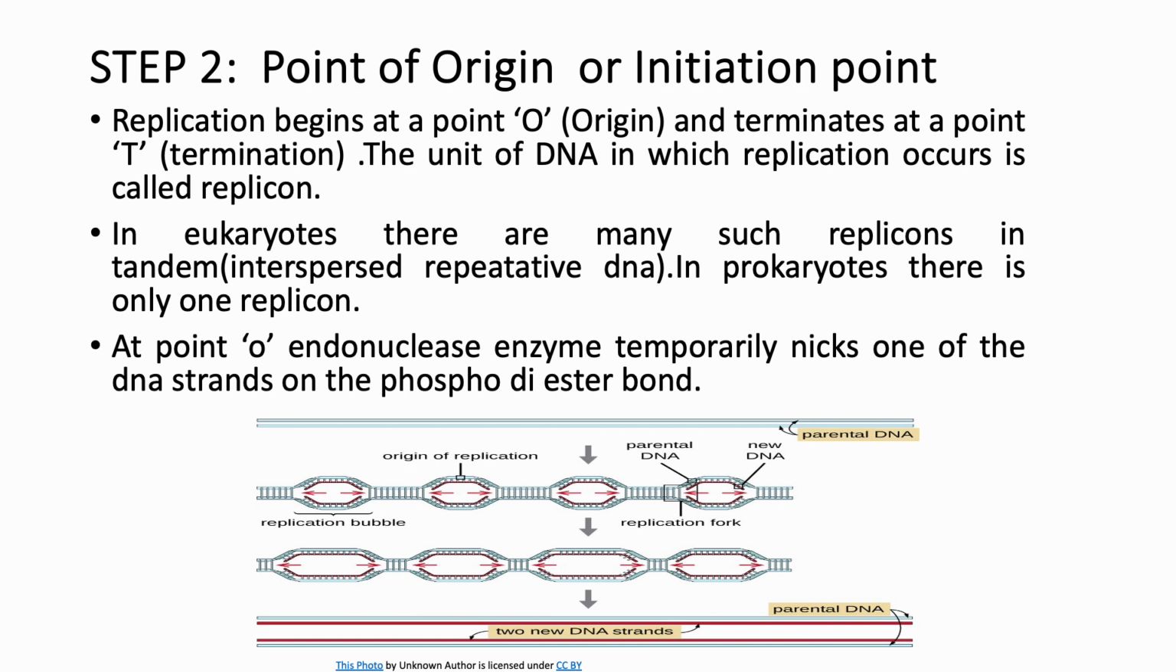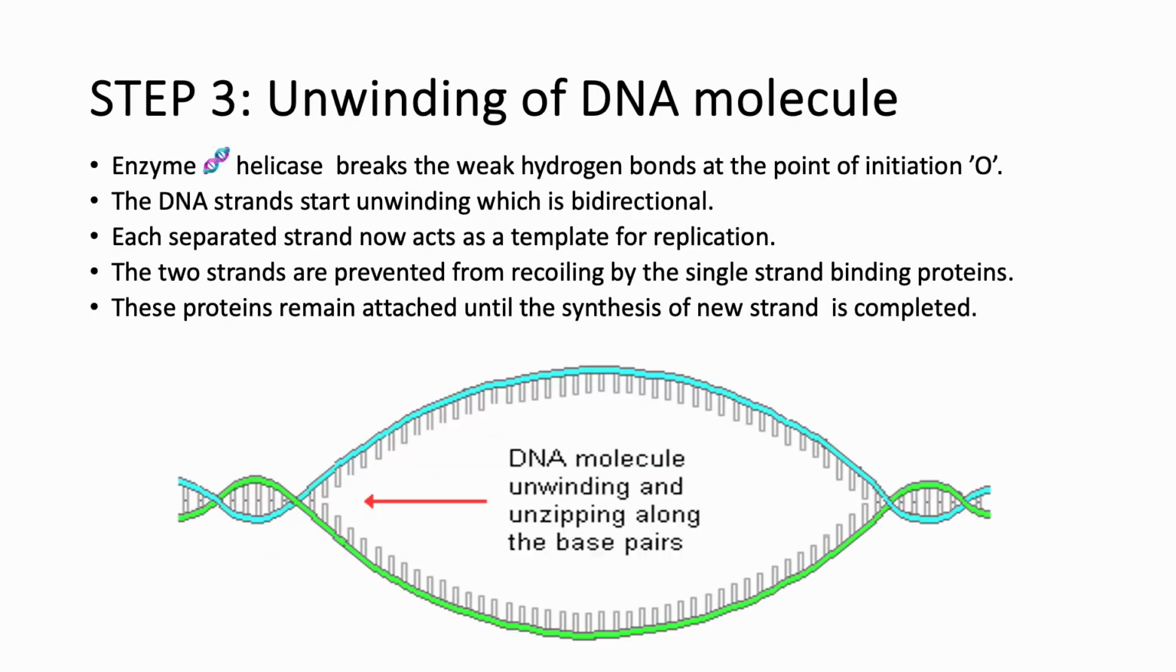In eukaryotes, there are many such replicons in tandem, whereas in prokaryotes there is only one replicon. In the illustration, you can clearly see many such origins of replication side by side in a row. That is, though you are able to see them as if they are side by side, there are many base pairs apart. And at a point O, endonuclease enzyme temporarily nicks one of the DNA strands on the phosphodiester bond.